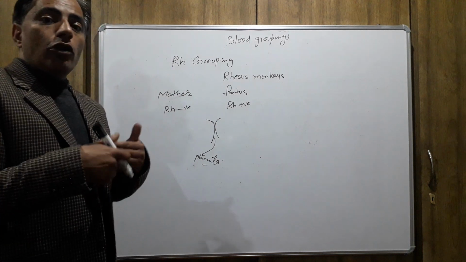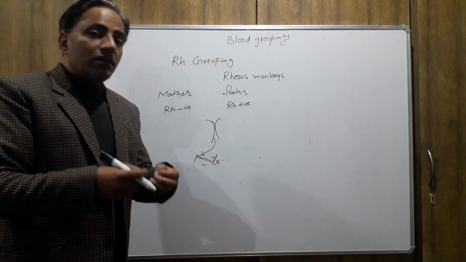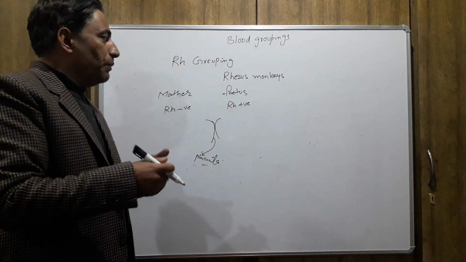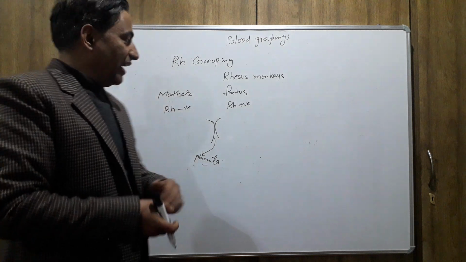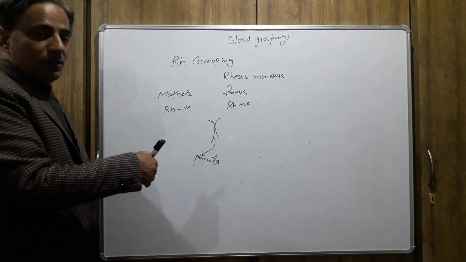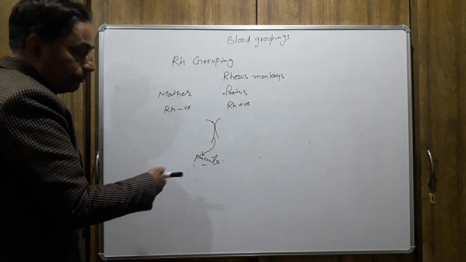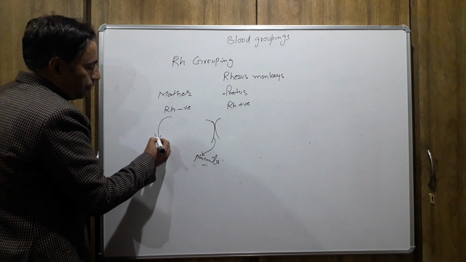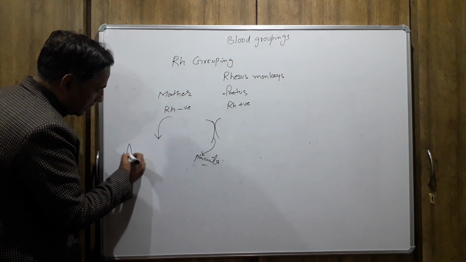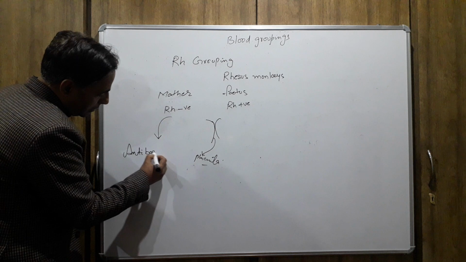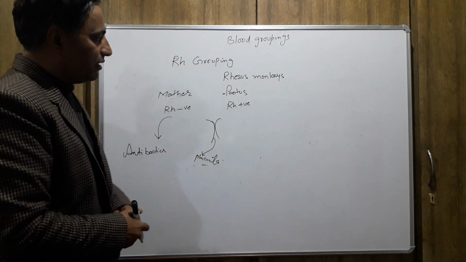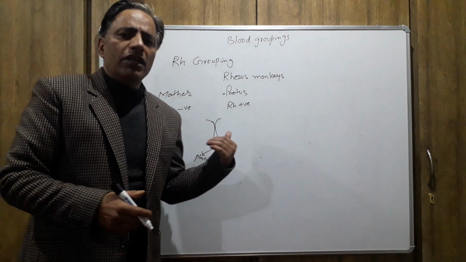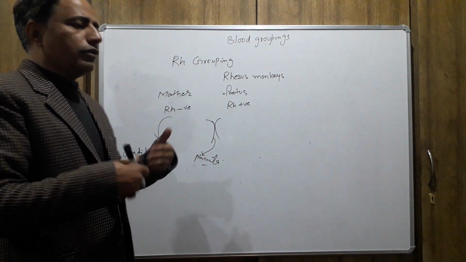But at the time of parturition, at the time of delivery, there are chances that some of the blood of the mother may mix with the blood of the fetus. In that case, the mother's blood would begin to produce antibodies against the blood of the fetus, which is RH positive. But this wouldn't damage the fetus, so the first delivery would be normal.